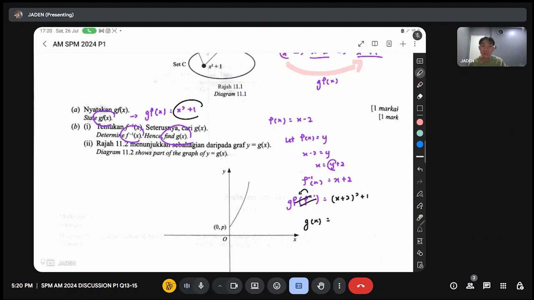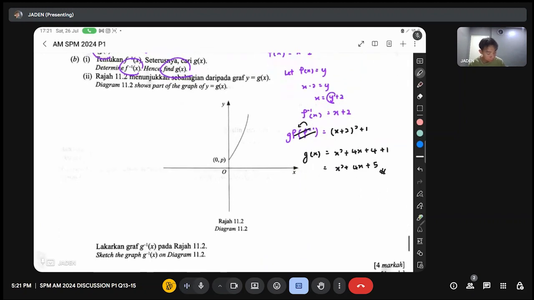Now you want to expand this equation. So this is x² + 4x + 4. And then you want to add 1. So eventually you get x² + 4x + 5. And that will be your function g(x). Okay, so that is how you do it. So that is B1. Let's look at B2 then.